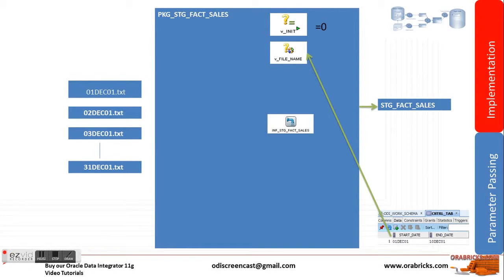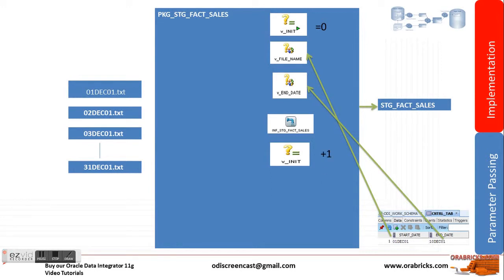Let's take another variable, a numeric variable called v underscore init. Initially the value of v underscore init is 0. I am taking another variable called v underscore end date, where the value of v underscore end date will be fetched from the control table. It will now be assigned 10 December 01. So we know the value of v underscore init initially is 0, the value of v underscore file name is 01 December 01, and the value of v underscore end date will be 10 December 01.